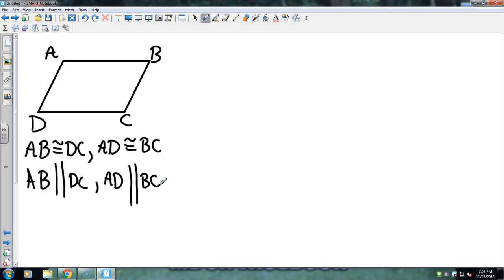And so now let's look at the angles. In a parallelogram, the opposite angles are congruent. So angle A is congruent to angle C, which means that angle B is congruent to angle D. So we now have opposite sides parallel and congruent, and we have opposite angles that are congruent.